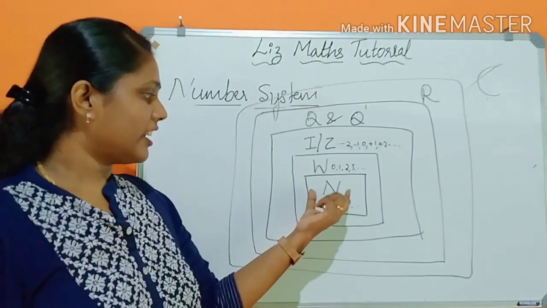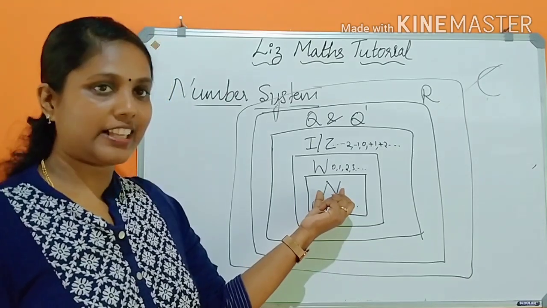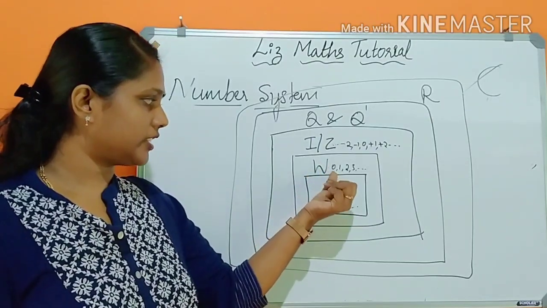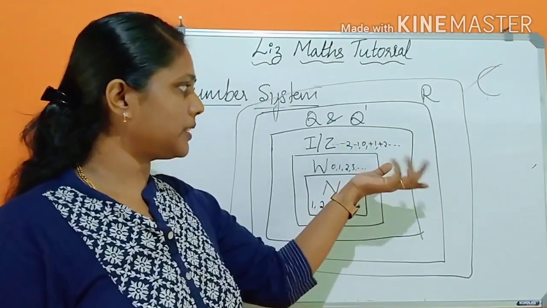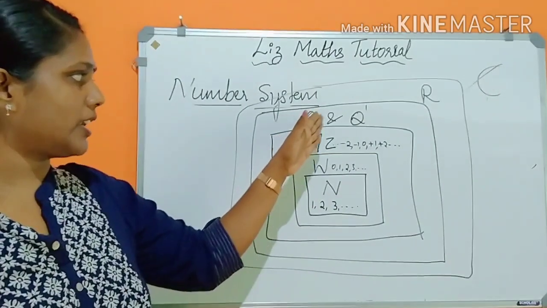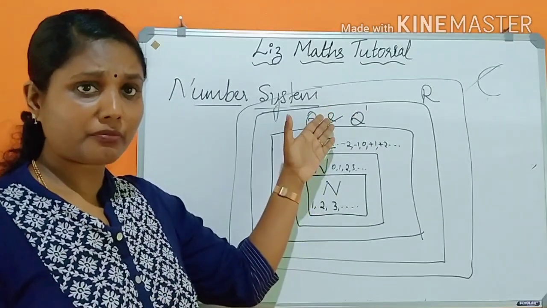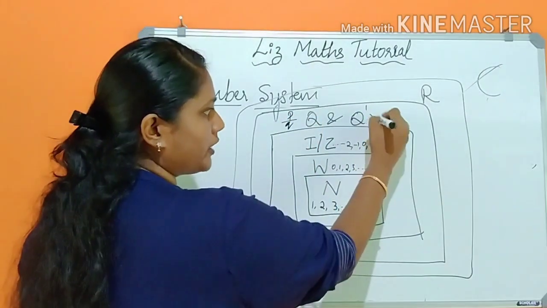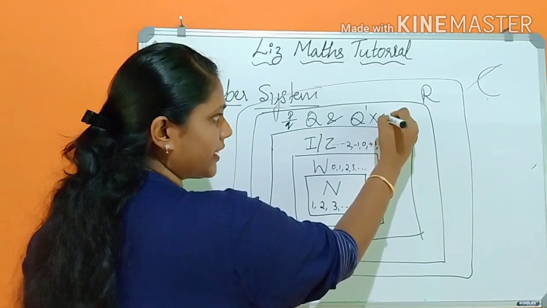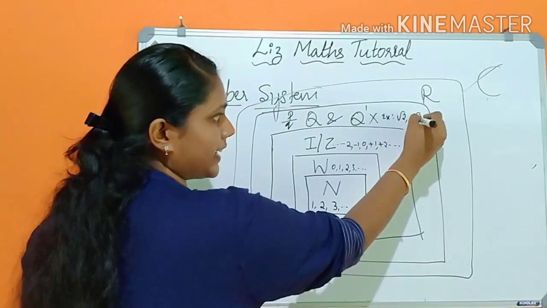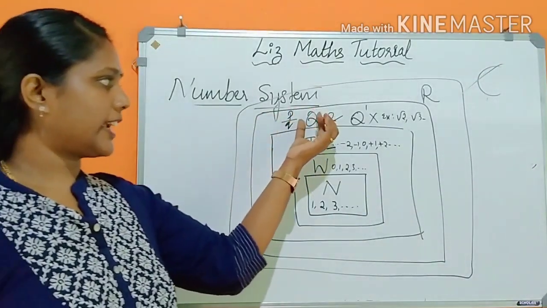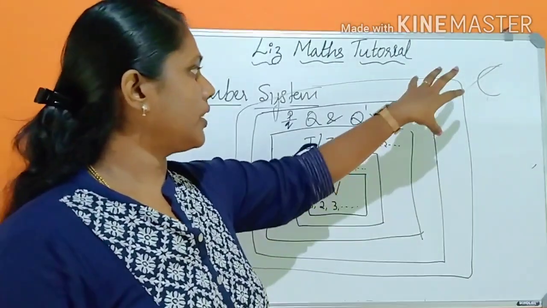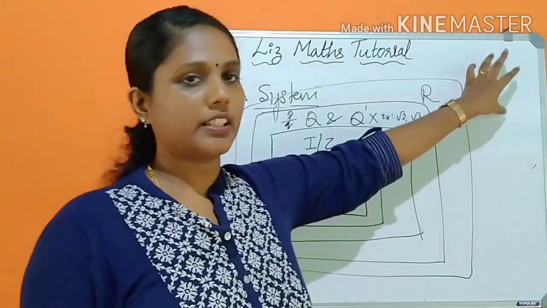We can identify it clearly here. The natural numbers start with 1, the whole numbers start with 0. Integers have negative numbers as well as positive. Then rational numbers and irrational numbers. The rational numbers are in the form of P by Q. Irrational numbers are not in the form of P by Q, for example root 2, root 3, etc. All the rational and irrational numbers are called real numbers. Got it? These all come under the complex number system.